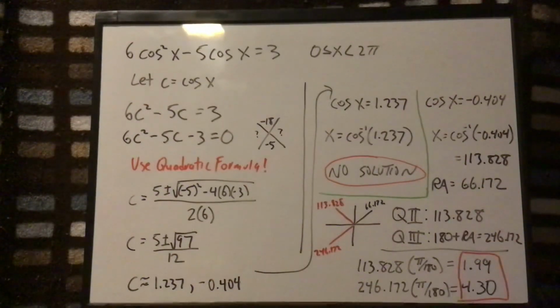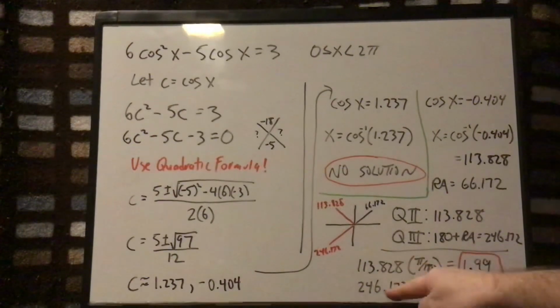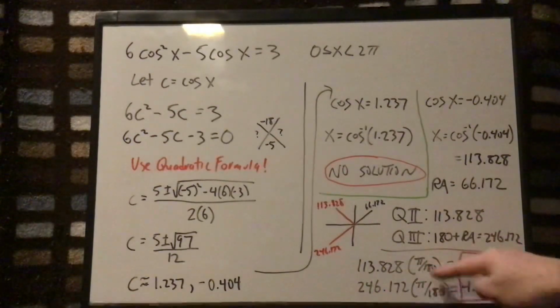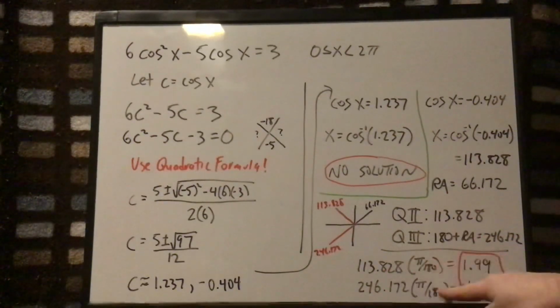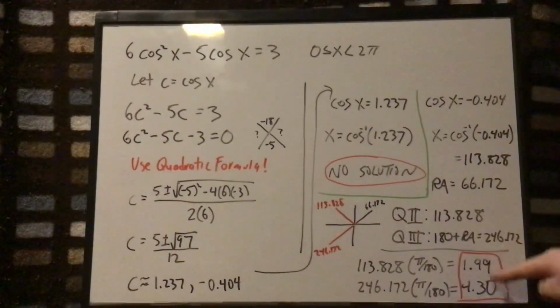But the last annoying step is they didn't want degrees, they want radians. So to convert from degrees to radians, you have to multiply by pi over 180. So I basically took these two things, put them in the calculator, and just multiplied them by pi over 180. That converts them to radians. So in radians, one of the answers is approximately 1.99 radians. I rounded them to the nearest hundredth. And the other answer is 4.30 radians, once again rounded to the nearest hundredth.